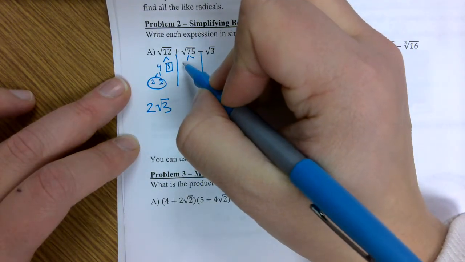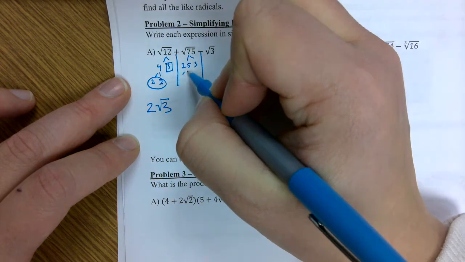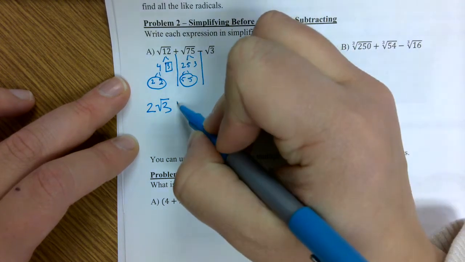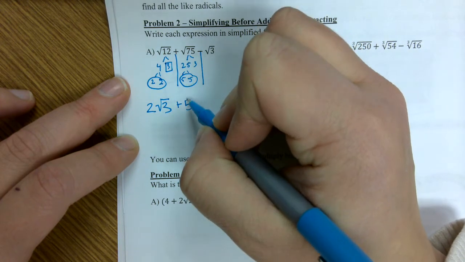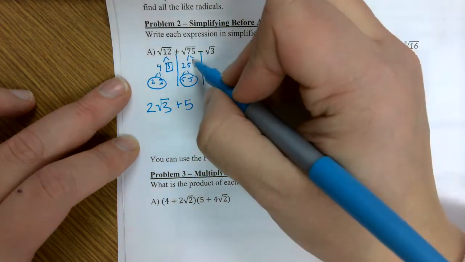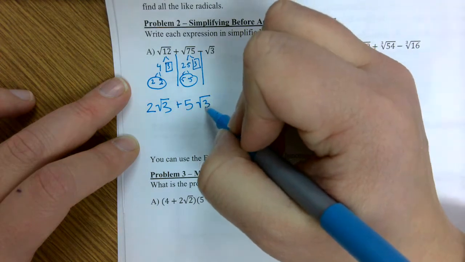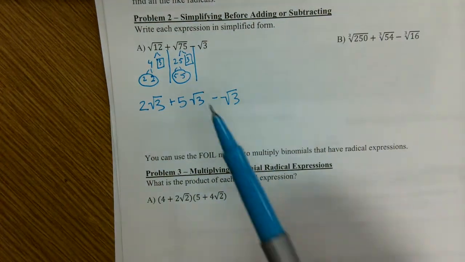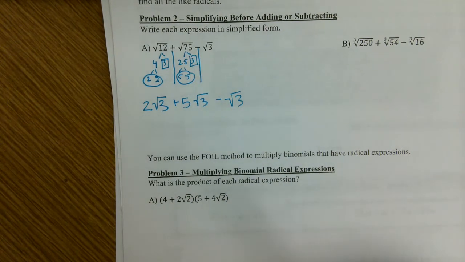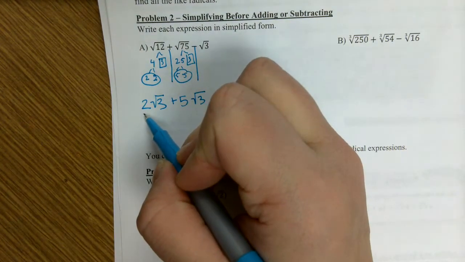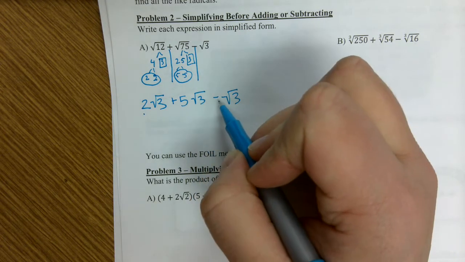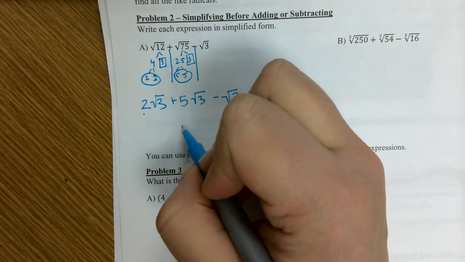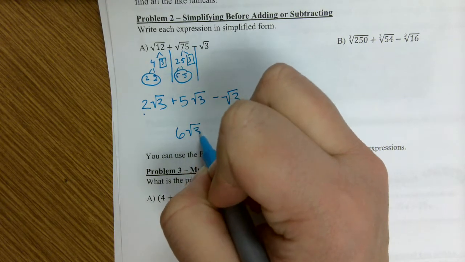If I look at 75, so 25 times 3, 5 times 5. Here's a group of 5. I still have adding here. So a 5 comes out because there's a group of 5s, and this 3 is left inside. This is prime. I can't simplify that any further. Now they all look the exact same. So now I can do 2 plus 5. This is take away 1. So 2 plus 5 is 7. Take away 1 would give me 6 square root of 30.